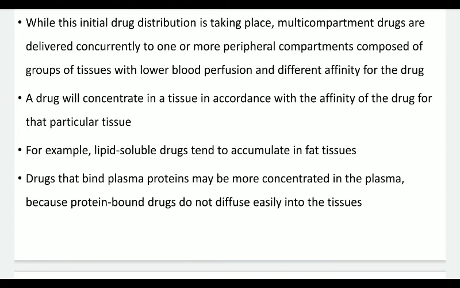So drugs that bind plasma protein may be more concentrated in the plasma because protein bound drugs do not diffuse easily into the tissues. Now suppose you are finding that the tissue concentration of drug is very low. So one reason could be that the drug is highly protein binding, and because of this plasma protein binding, the drug may not penetrate into various tissues.